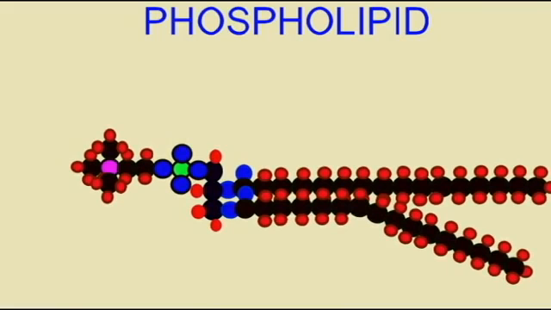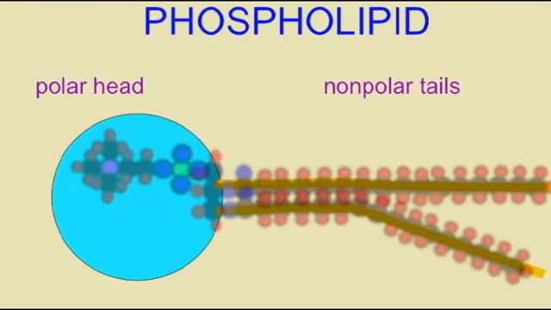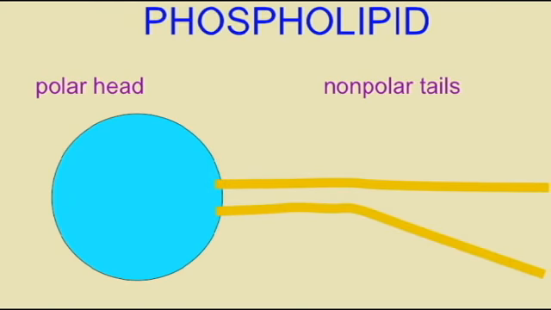Because of these two types of groups, the phosphate group and these fatty acids, a phospholipid has a polar or charged head region, and the non-polar tails are uncharged. This means that half the molecule is hydrophilic, or water-loving, and the other half is hydrophobic, or water-hating.